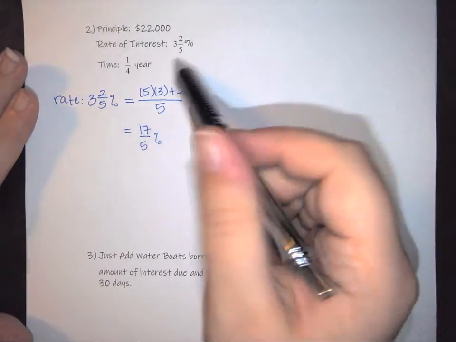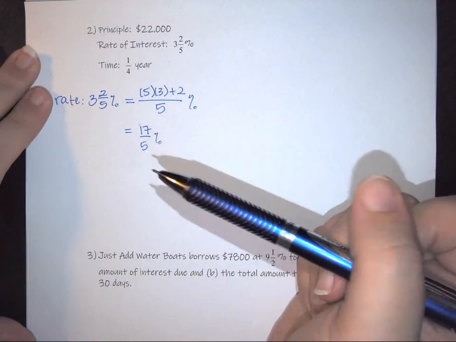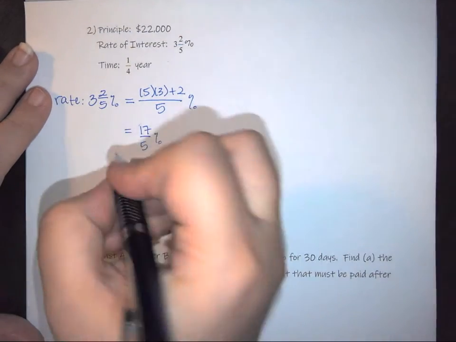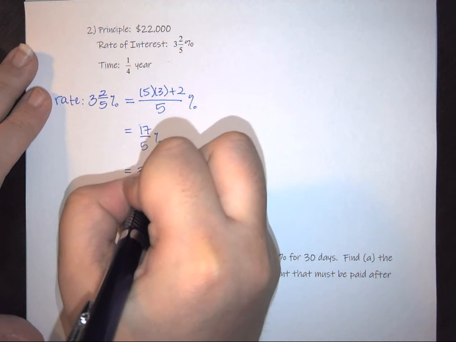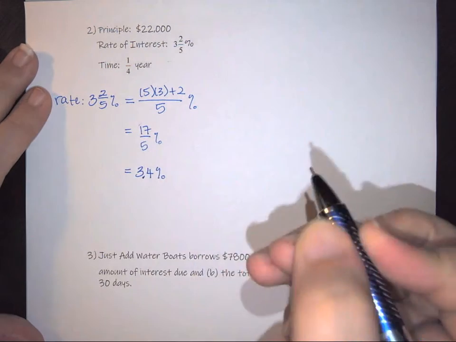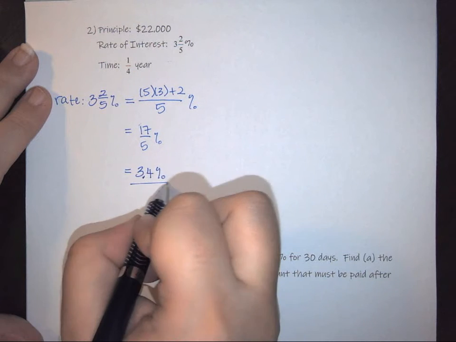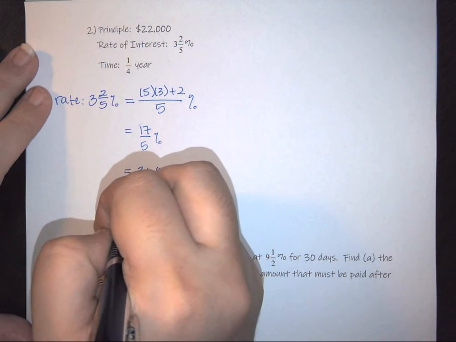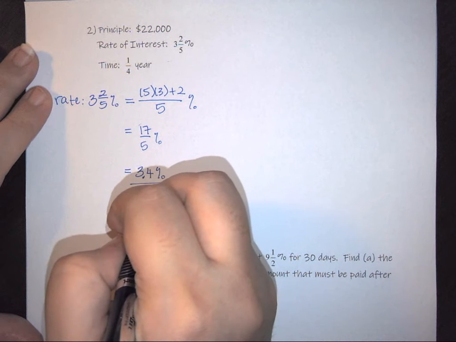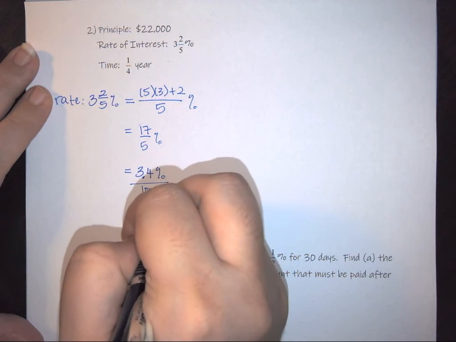So here, what we need to do is take this 17 over 5 and turn it into a decimal. So 17 divided by 5 is going to give you 3.4%. We take that and we have to divide this by 100. And so this is going to end up giving us a rate of 0.034.